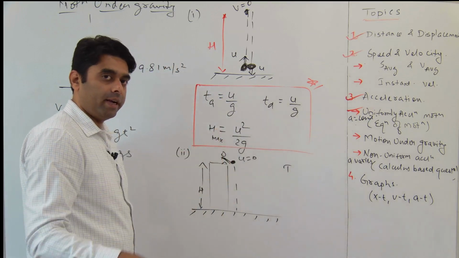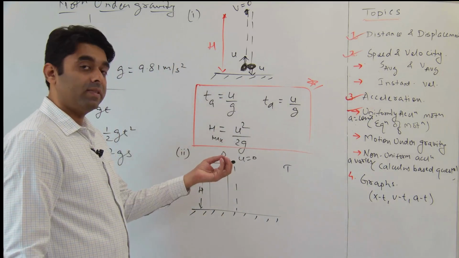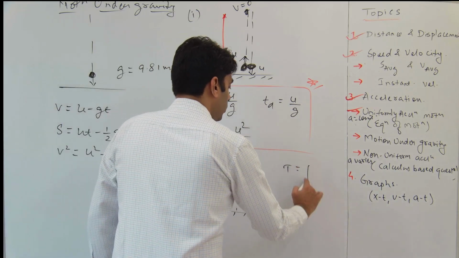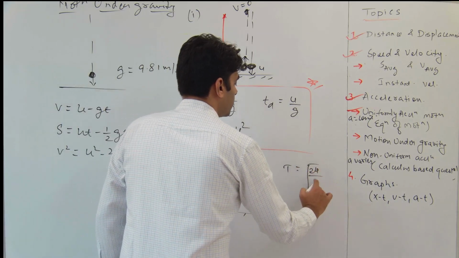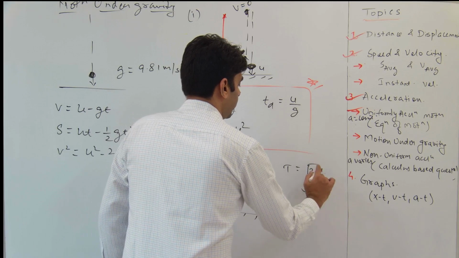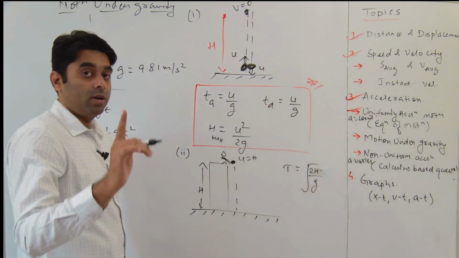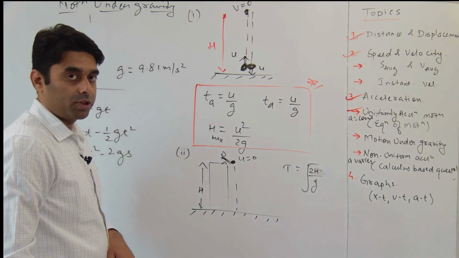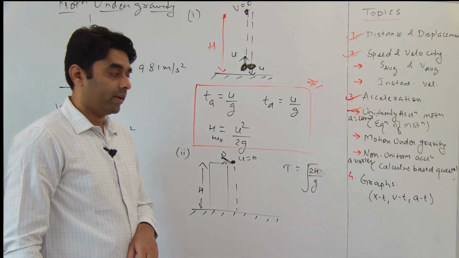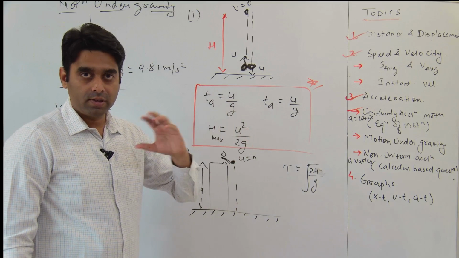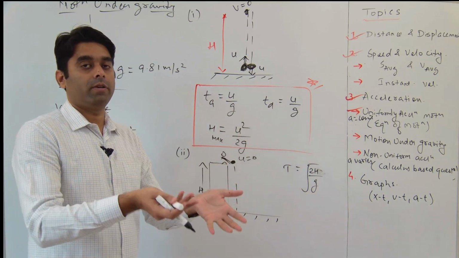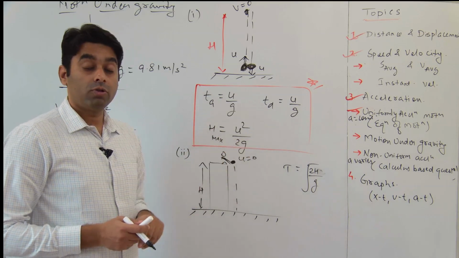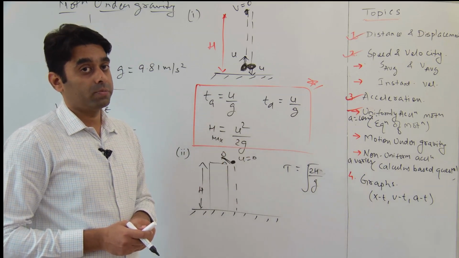What do we mean by time of flight? Time of flight is basically time taken by the particle to come down. Time of flight is root over 2h by g. Now this result is calculated using the second equation of motion. We have to keep the results in mind. This is anyways a formula revision video, right? So time of flight is root over 2h by g.